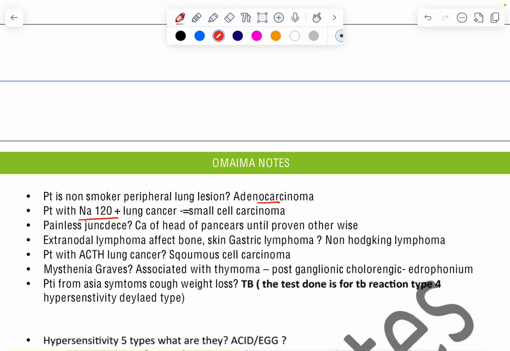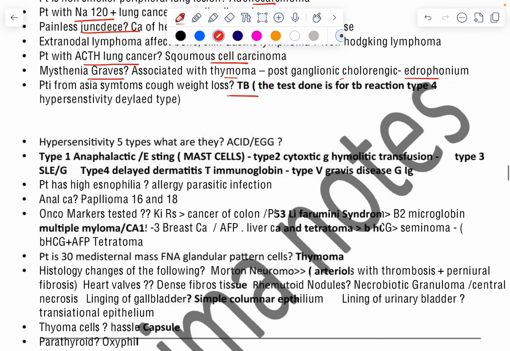Patient sodium is low, small cell, the syndrome of inappropriate ADH. Patient with painless jaundice: carcinoma of the pancreas. Extranodal lymphoma affects bone, skin, gastric lymphoma: non-Hodgkin lymphoma. Patient with ACTH lung tumor: small cell. Squamous cell. Myasthenia gravis: thymoma, postganglionic. Patient from Asia, cough: tuberculosis.